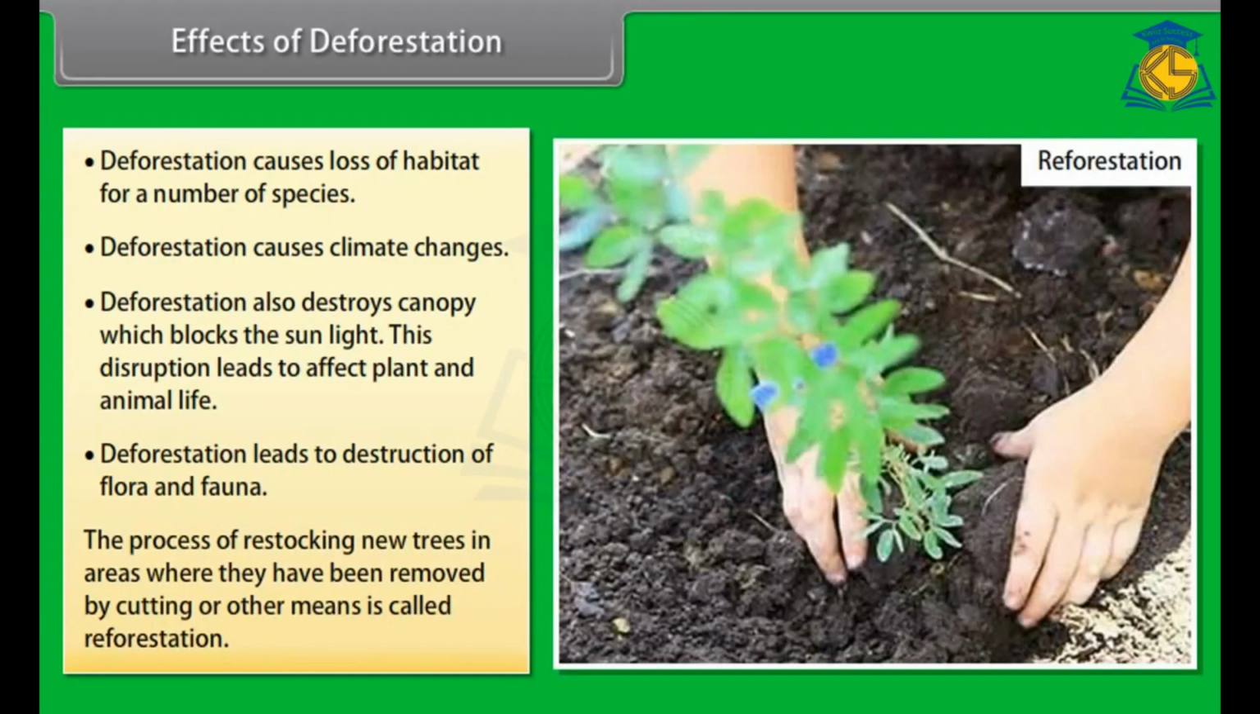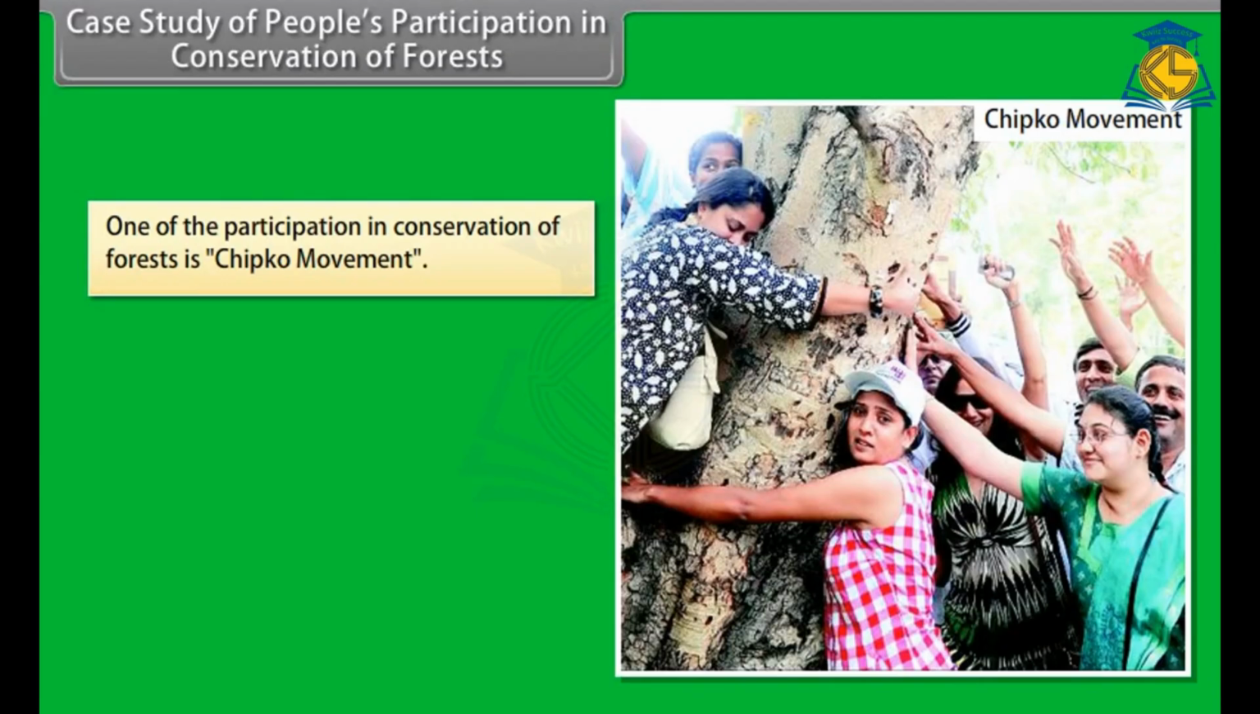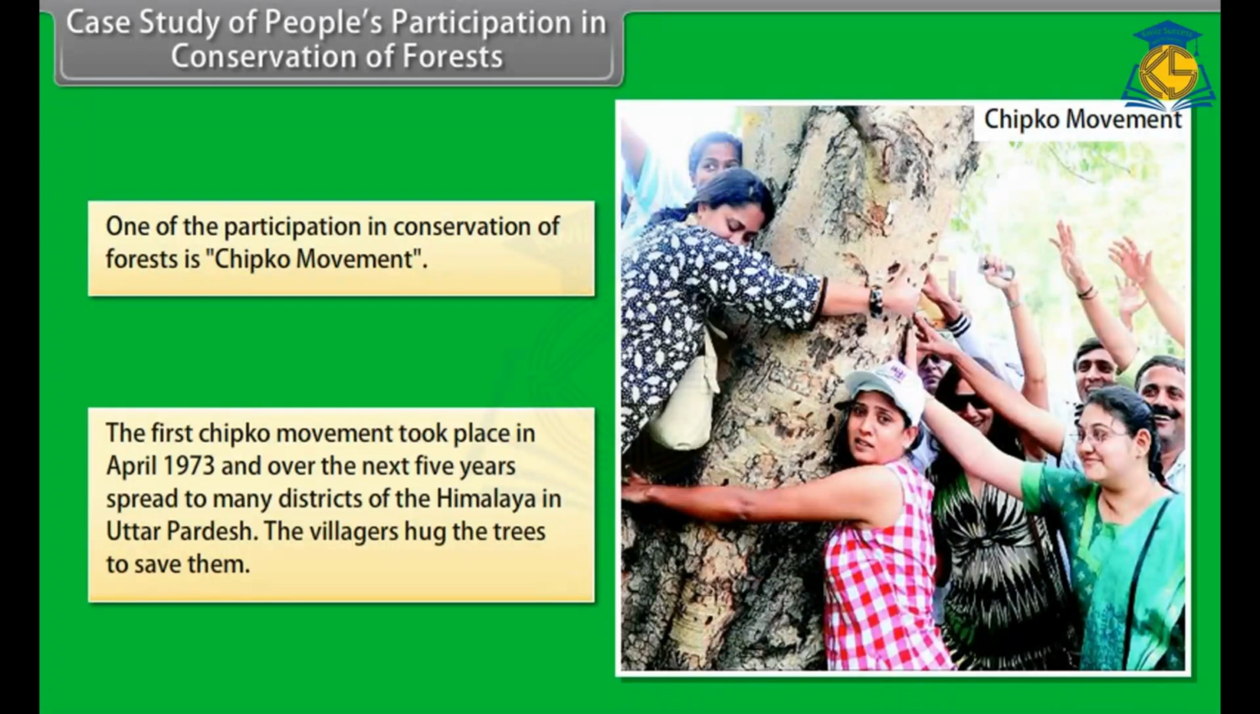The process of restocking new trees in areas where they have been removed by cutting or other means is called reforestation. Case study of people's participation in conservation of forests. One example of participation in conservation of forests is the Chipko movement. The first Chipko movement took place in April 1973 and over the next 5 years it spread to many districts of the Himalaya in Uttar Pradesh. The villagers hugged the trees to save them.